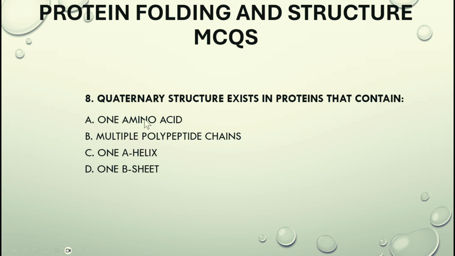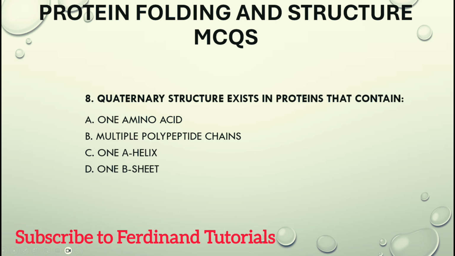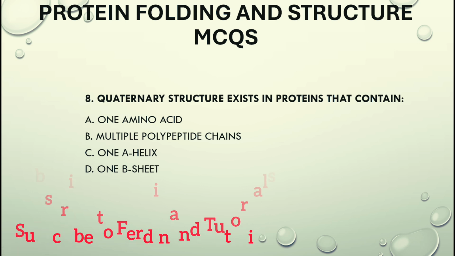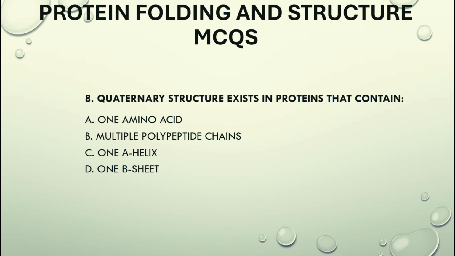Number 8. Quaternary structure exists in proteins that contain A. One amino acid, B. Multiple polypeptide chains, C. One alpha helix, D. One beta sheet. The correct option is B. Multiple polypeptide chains. Now, quaternary structure describes the association of two or more polypeptide subunits. Are we together now?